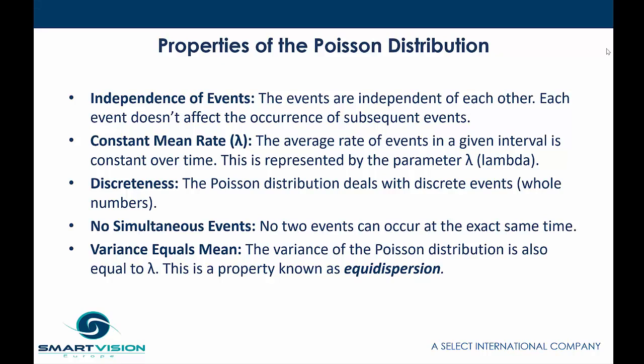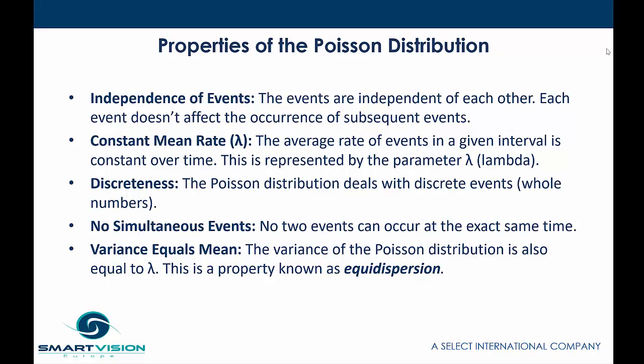Lastly, a curious aspect of the Poisson distribution is that lambda, i.e. the mean rate of occurrence, is equal to the variance. This means that the ratio of one to the other is equal to 1. That property is known as equidispersion.